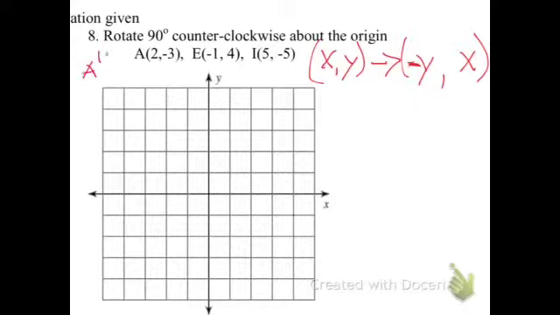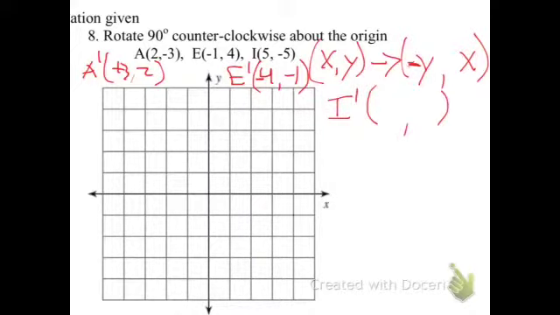So we're going to do that with all the coordinates here. A prime used to be at 2, -3. I'm going to switch the order, and I'm switching the sign on the first coordinate. So A prime is going to be at 3, 2. E used to be at -1, 4, switch the order, and switch the sign on the first coordinate, so I now have -4, -1. And I prime, I used to be at 5, -5, switch the order, and switch the sign on the first one. You get 5, 5 for I prime. So now I got all 3 of my coordinates.